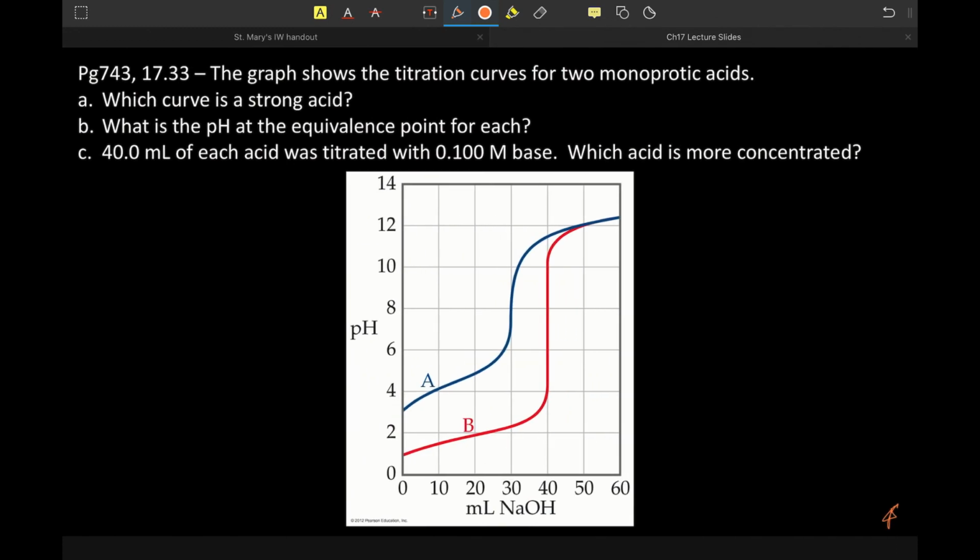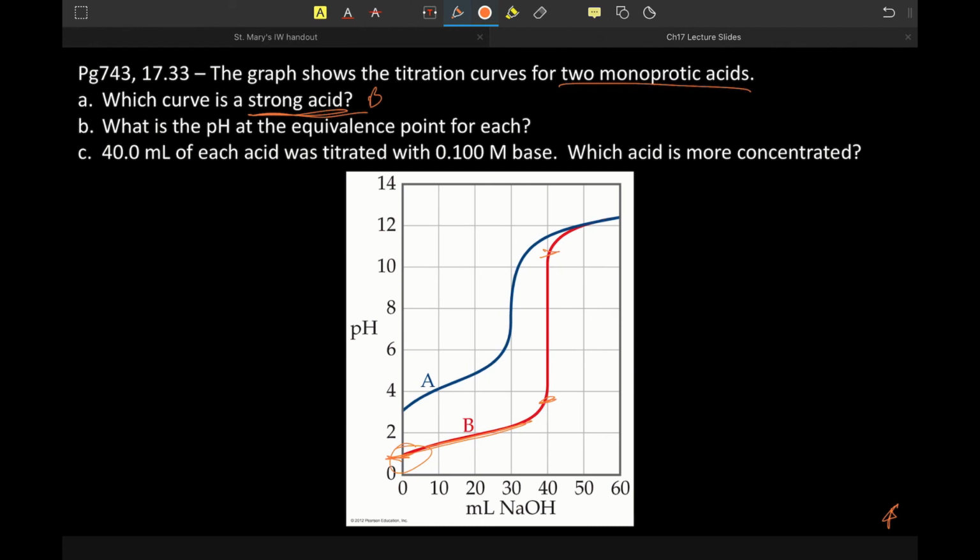Good? All right, next up, the graph shows the titration curves for two monoprotic acids. Which curve is a strong acid? Here we're looking for the hallmark features of a strong acid titration, and that is clearly B. We just have a straight line here, no initial inflection points. We have a lower initial pH and a longer rise accompanying our equivalence point.